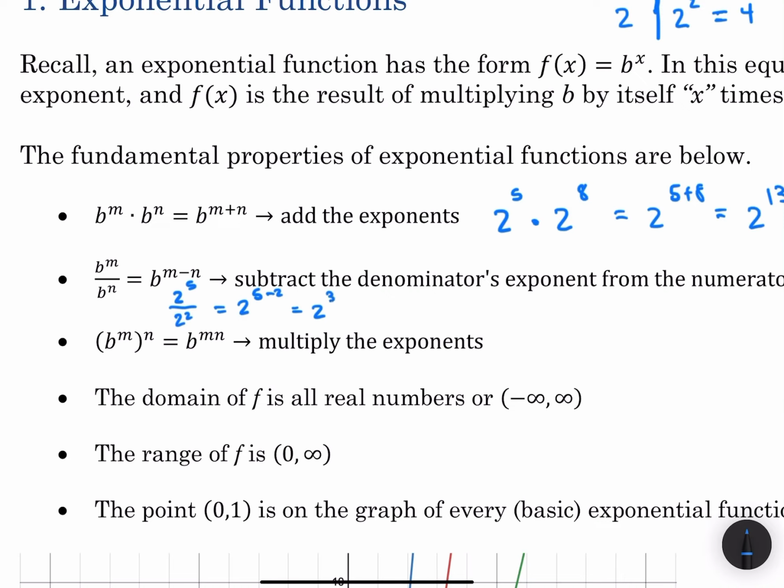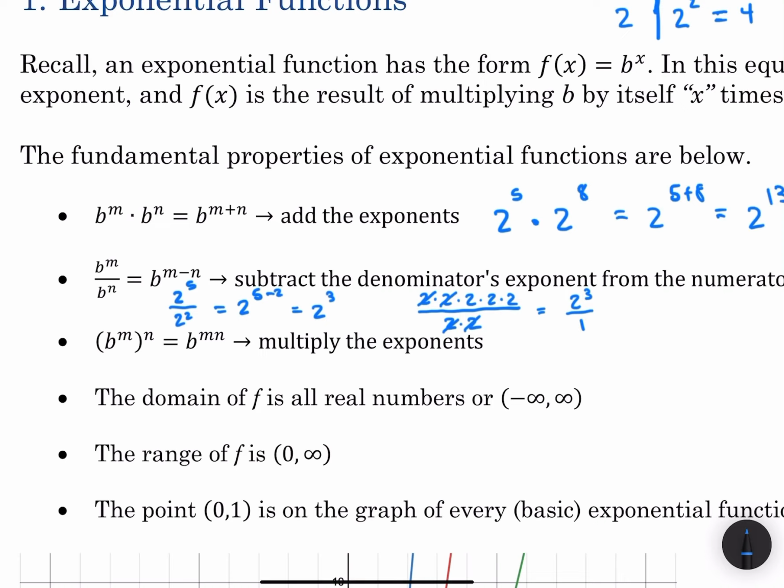Now, the reason for this is 2 to the 5th is really 2 times 2 times 2 times 2 times 2, and 2 squared is just 2 times 2. So in the numerator, we have a lot of multiplication. In the denominator, we also have multiplication. And we know when we're simplifying a fraction, we can take out the things that are commonly multiplied. So I can take out 2 2's in the numerator and 2 2's in the denominator. And that's just going to leave 3 2's in the numerator and a 1 in the denominator. So that's how we get our 2 cubed.